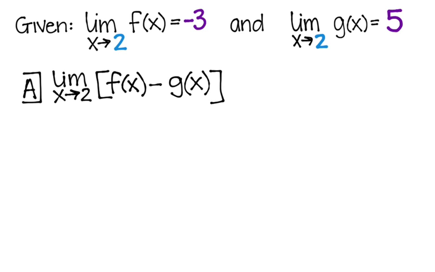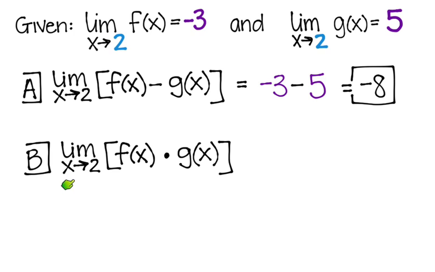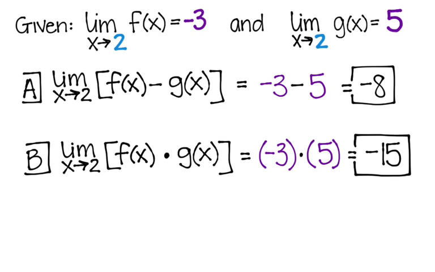So our first example is, well, what if we had the limit of f minus g? Well, that would just be -3 minus 5, because it's positive 5. And we end up with -8. If we have the limit as x approaching 2, it has to be the same number everywhere we go. The product of the functions, so if I knew the functions, I could multiply the functions, but we don't need to, because since this is a limit, I can just multiply their actual limits, so -3 times 5, which is -15.